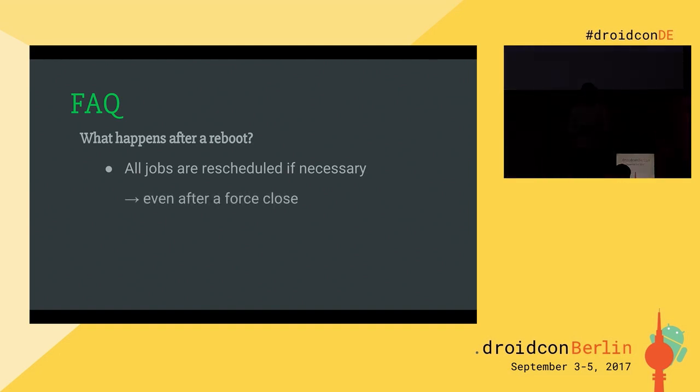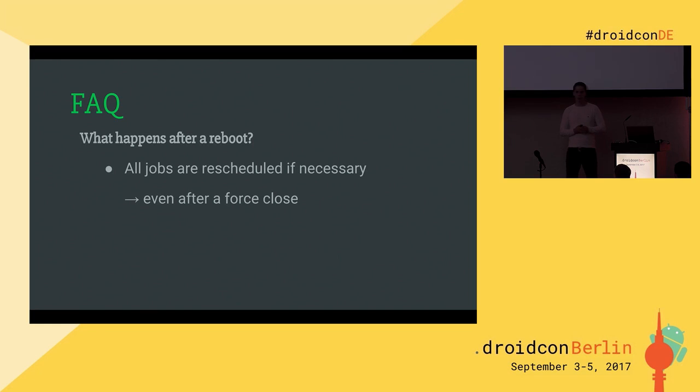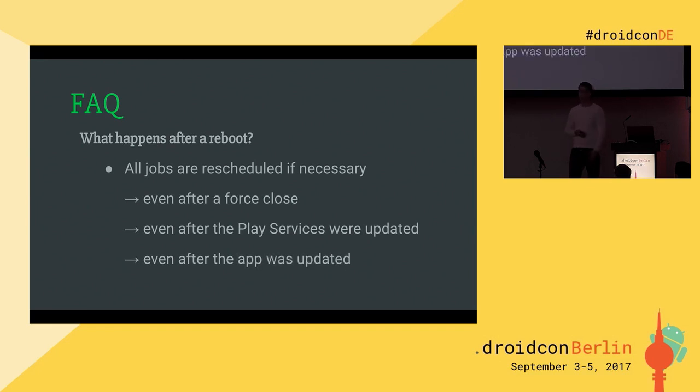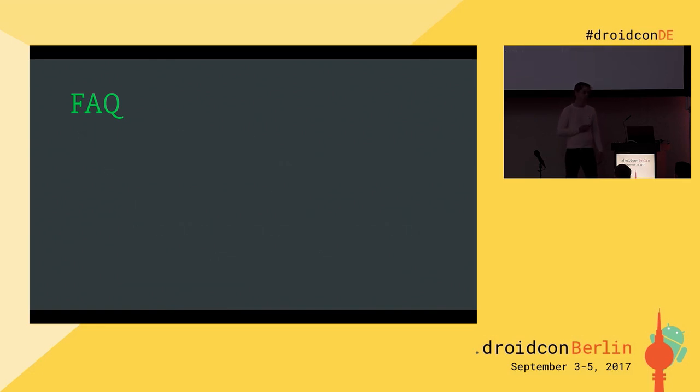And the same thing happens after a forced close. I don't know if you're aware of this, but if you force close an application, then all your alarms inside of the alarm manager are cleared. And it's really difficult to detect this and reschedule tasks if necessary. The library is also doing this for you, also after the Play services are installed, because then you need to reschedule everything inside of the GCM manager. And of course, if your application was updated, then we also reschedule everything for you.